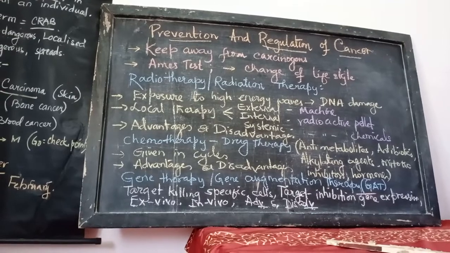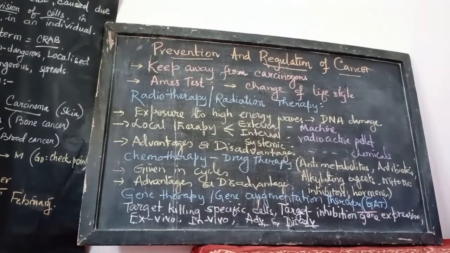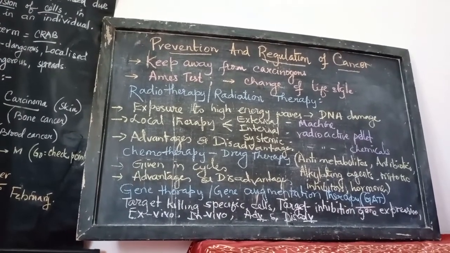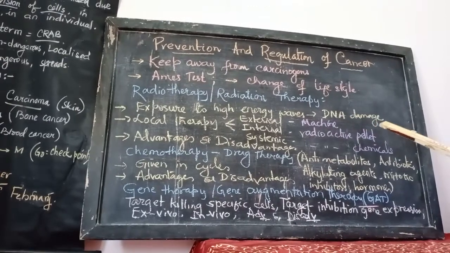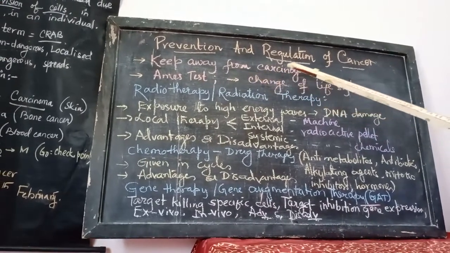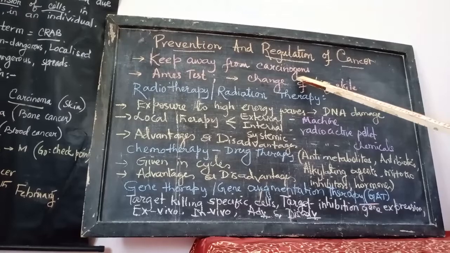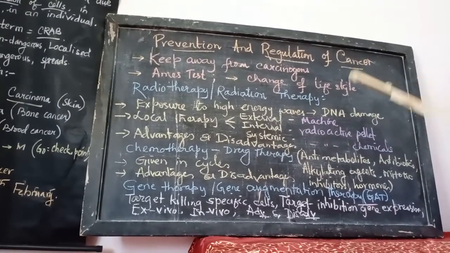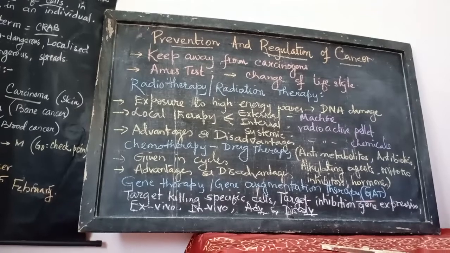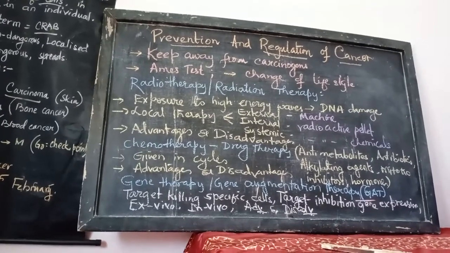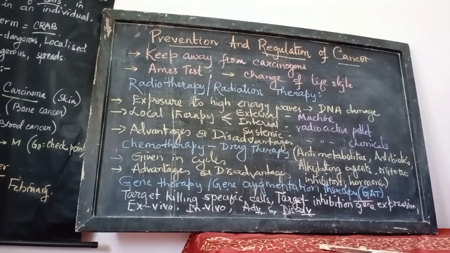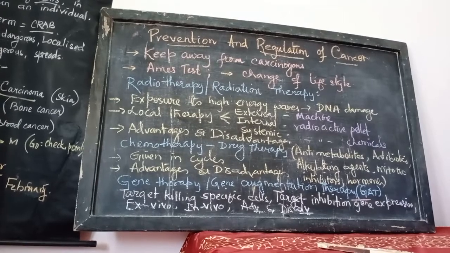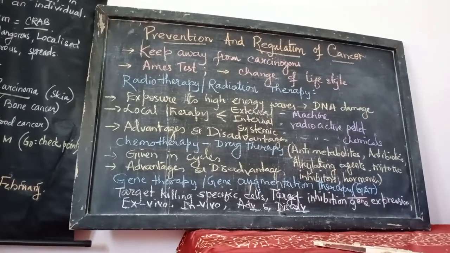The prevention and regulation of cancer includes the first step, namely the identification of carcinogens, and later keeping the patient away from the exposure of these carcinogens. Examples: tobacco smoke, frequent X-rays and UV ray exposures.